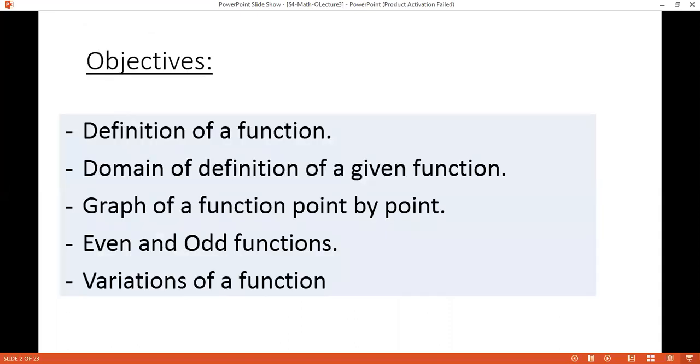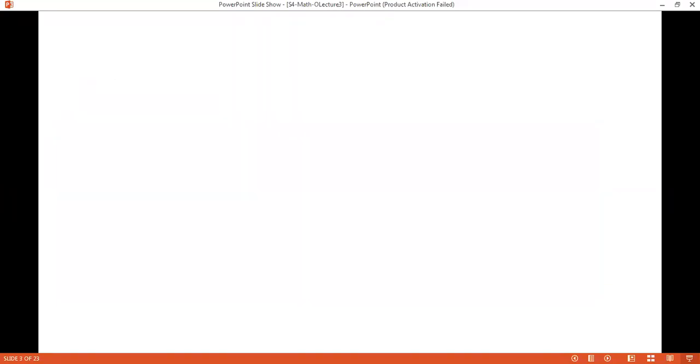Our objectives are: we are going to define what a function is, how we find the domain of definition of a given function. We are going to graph a function point by point. We are going to distinguish between even and odd functions and variations of a function. I'm going to start first.